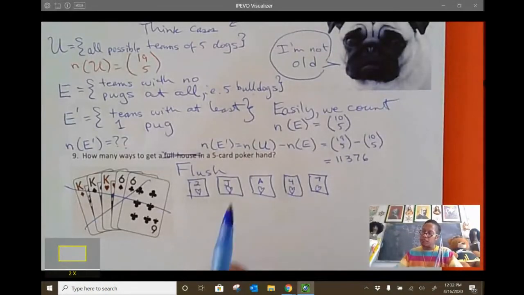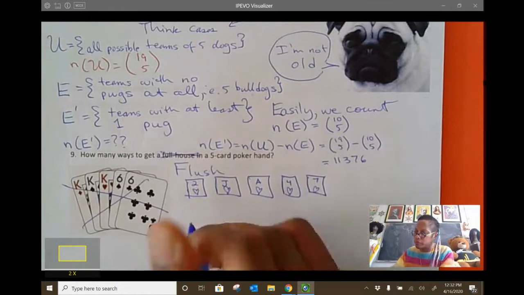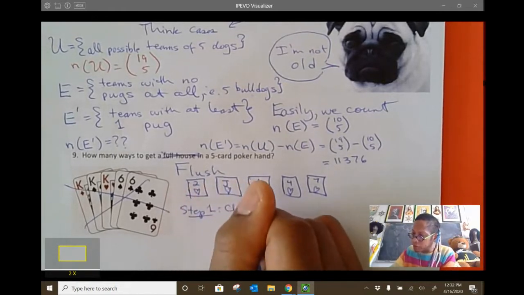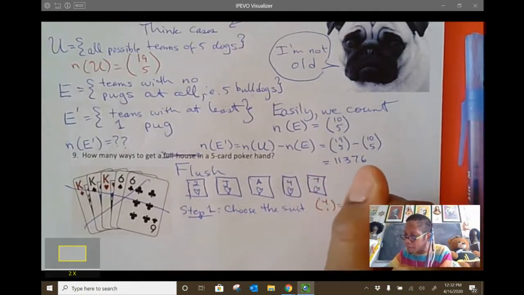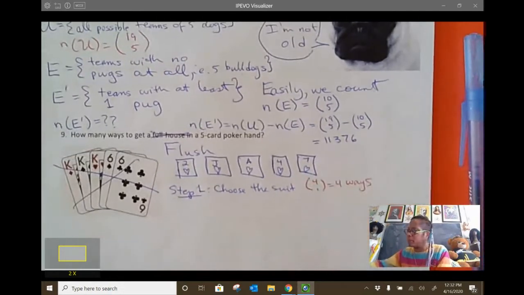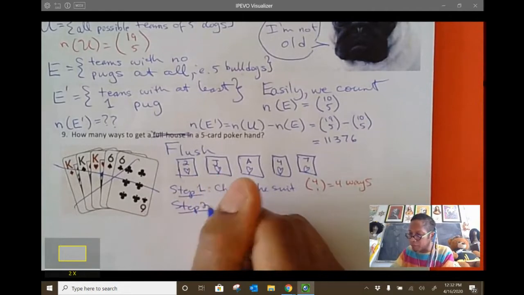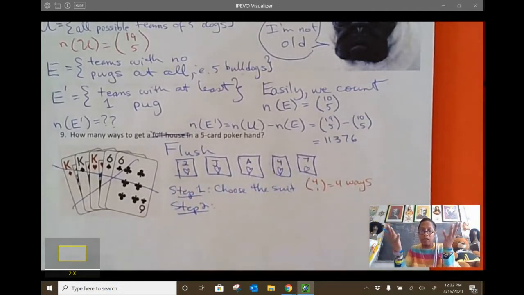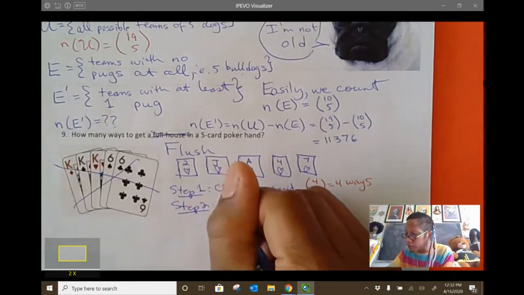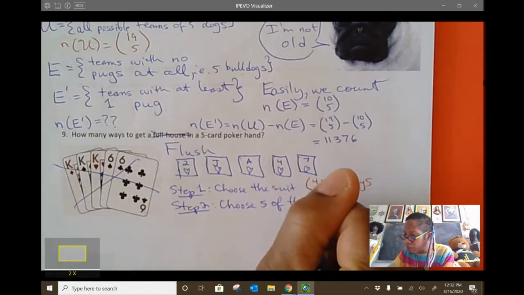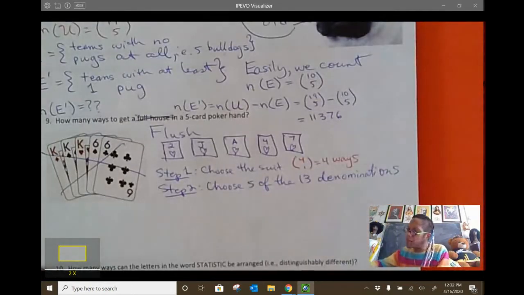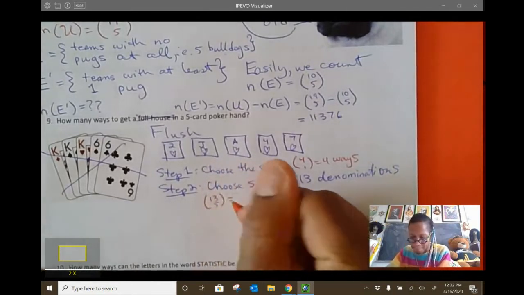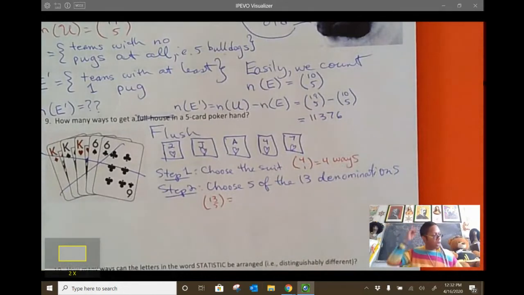Okay, so it's easy to count this. Step one is what I did. I chose the suit. There's four suits. So step one is to choose the suit, and that can happen in four choose one ways. And then exactly my next step, you saw me do it. I chose the five things from what? There's 13 denominations. I need to choose five of them. This couldn't be any easier, could it? Choose five of the 13 denominations, and we can do that in 13 choose 5 ways. I calculated this earlier. It's 1287.